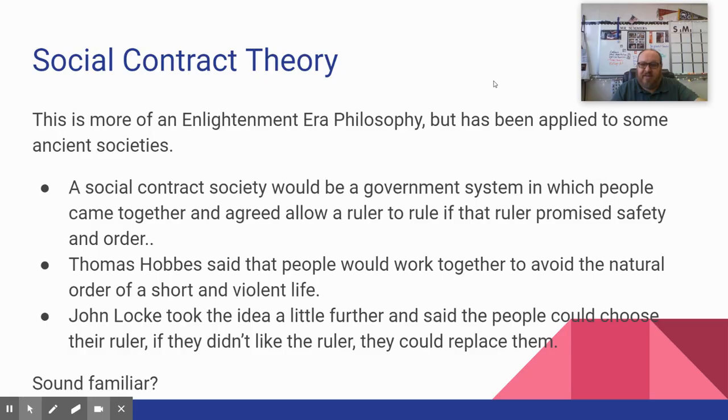Social contract theory. It's a little bit more of an Enlightenment era philosophy, but it's been applied to some ancient societies. Basically, the idea that people came together and agreed to allow a ruler to rule over them if that ruler promised safety and order. Okay, Hobbes and Locke talked about these ideas. Basically, that's social contract theory. Okay.